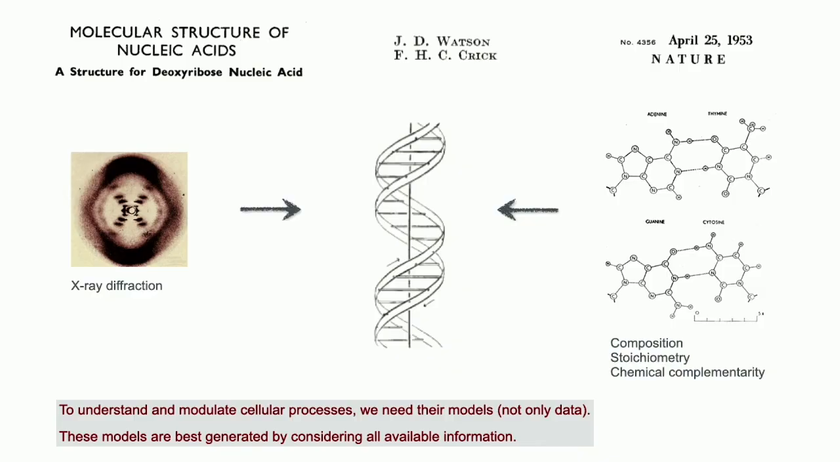First, to understand and modulate cellular processes, we need their models, not only the data. And that these models are best generated, at least when they're difficult to obtain, they are best generated by considering all available information. No single piece of information on the slide is sufficient on its own, but in combination, they clearly allow them to propose this model.